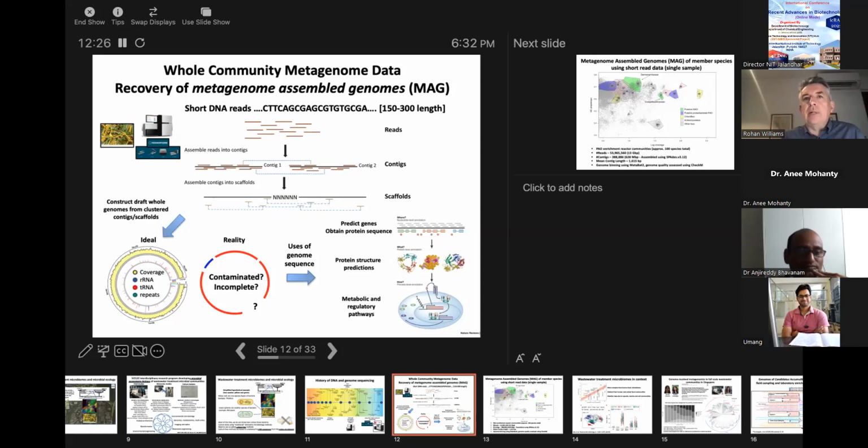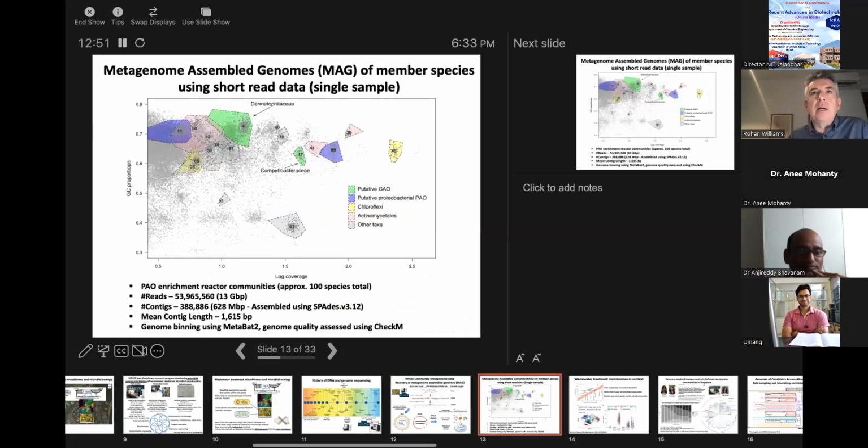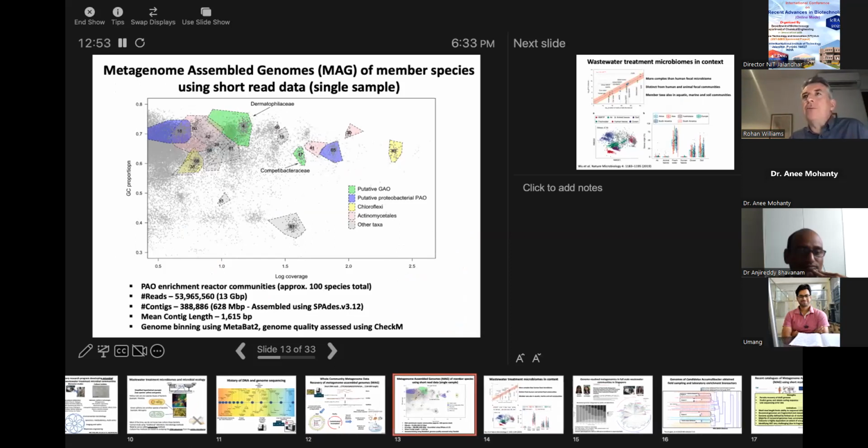But even so, this data is still useful, of course, because once you've got that genome sequence, you can predict genes, you can obtain their protein sequence. These days, especially with AlphaFold, it's increasingly straightforward to make predictions of protein structure. And then you can start putting all this together into these so-called systems biology models of metabolic and regulatory pathways. But it's still a very difficult process in the context of a metagenome analysis or microbiome analysis.